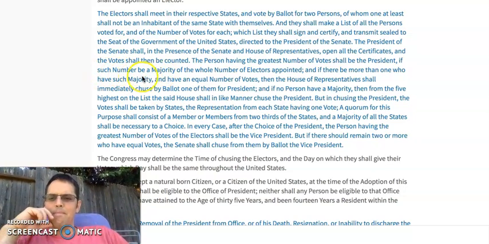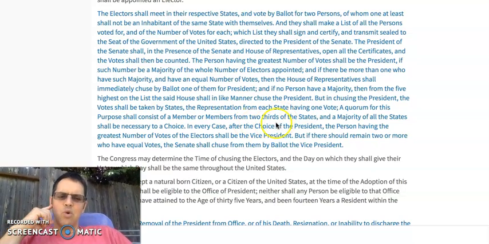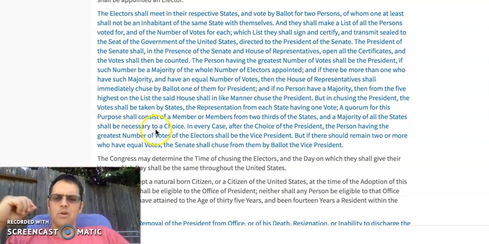If such number be a majority of the whole number of electors appointed, and if there shall be more than one who have such majority, and have an equal number of votes, then the House of Representatives shall immediately choose by ballot one of them for President, and if no person have a majority, then from the 5 highest on the list, the said House shall in like manner choose the President. But in choosing the President, the votes shall be taken by states, the representation from each state having 1 vote. A quorum for this purpose shall consist of a member or members from 2/3 of the states, and a majority of all the states shall be necessary to a choice.